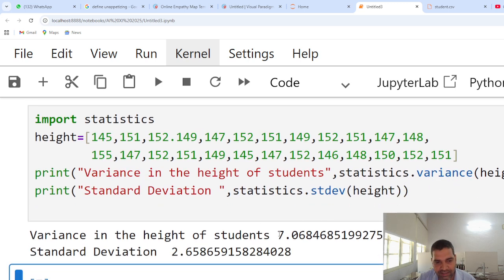So the higher the number, the more spread the data is. In comparison to the last one, the variance is less. So in this you can say the data is less scattered.